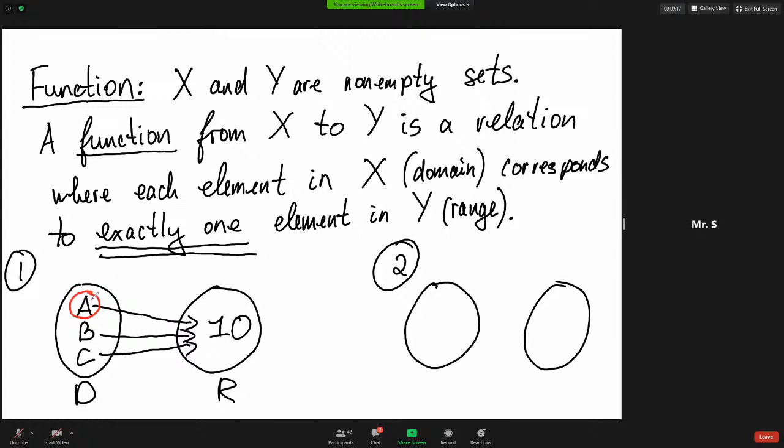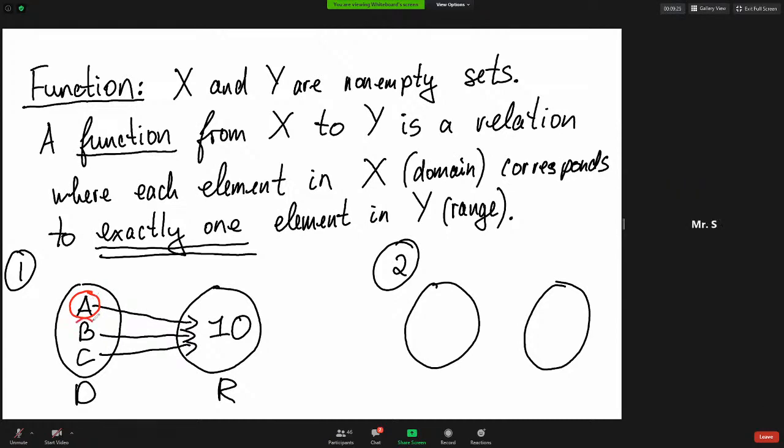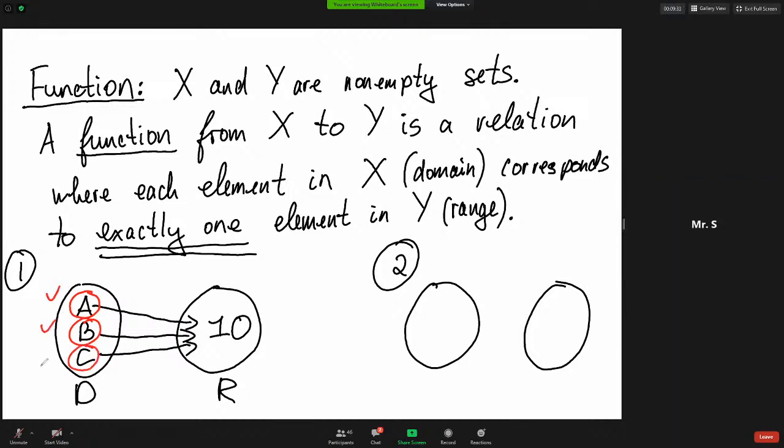Let's start with the first element in a domain, A. How many elements does it correspond to? 1 element. Element B in a domain, how many elements does it correspond to? 1. Element C in a domain also corresponds to 1 element. So each element of my domain corresponds to exactly 1 element of my range. It happens to be that the element they correspond to is the same element, but that is not part of this definition.